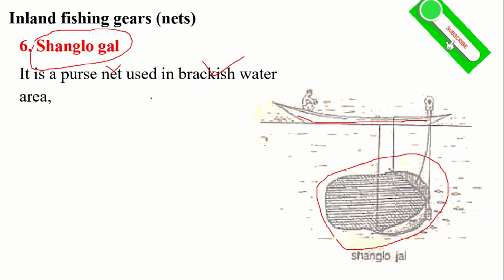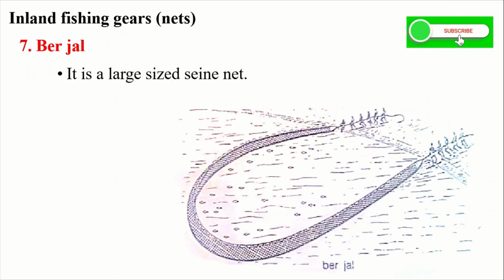And lastly, there is a net called bear jal. It is a large sized seine net, a large net for the capture of fishes. With this type of net, fishermen are found on both sides of the net, and the net forms a semicircular area which it covers and is dragged out. That is called bear jal. It is a large net particularly used in large rivers like the Ganga river, and it can also be operated from boats. So these are some inland fishing gears or nets used in India to catch different types of fishes.